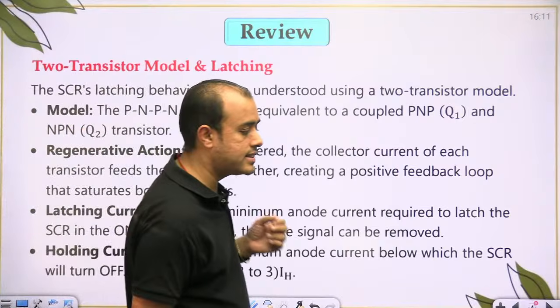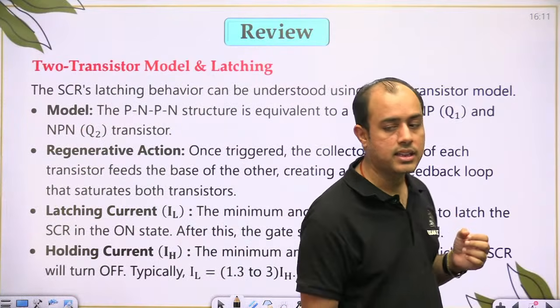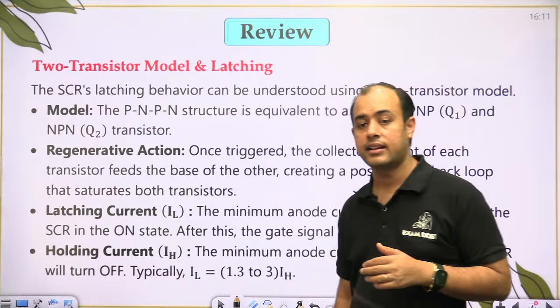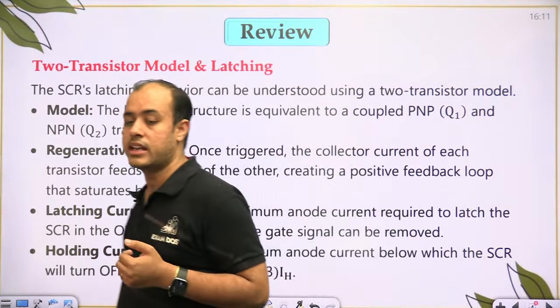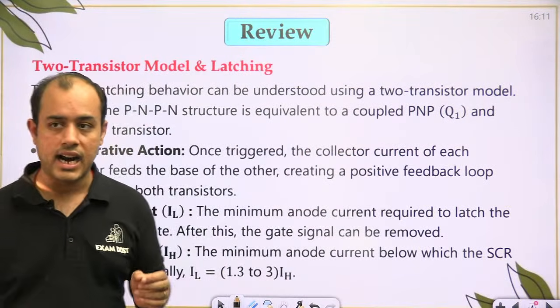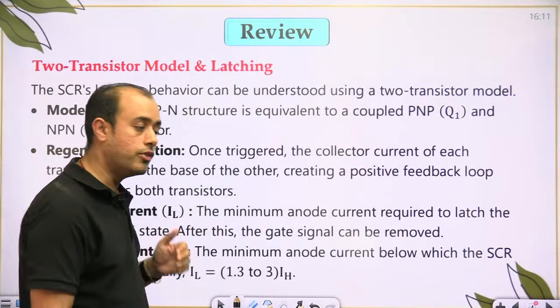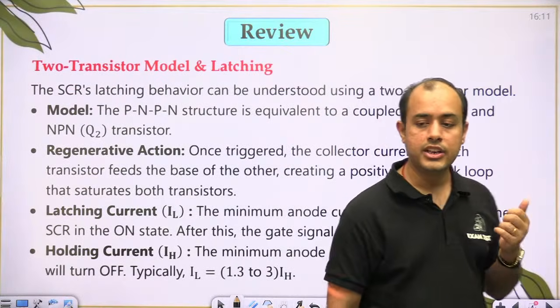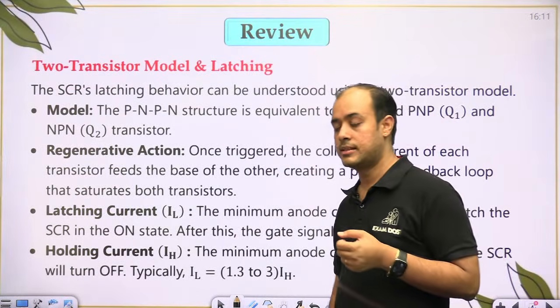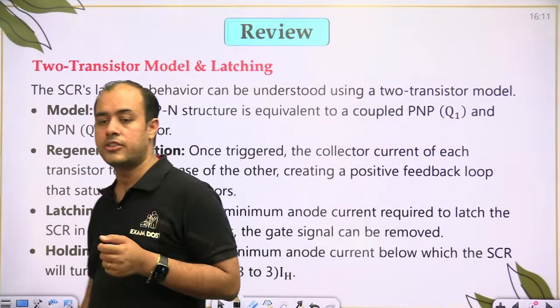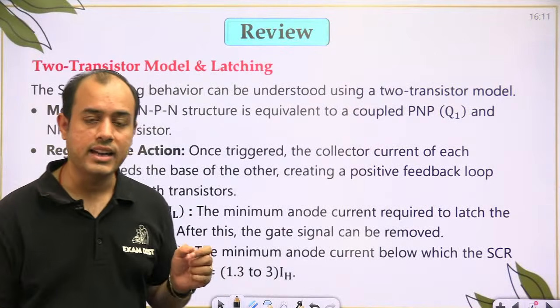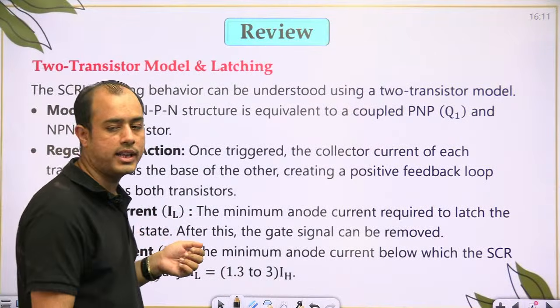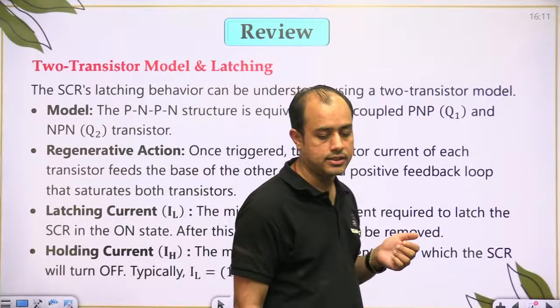Latching current is the minimum current during the turn on of the SCR, beyond which we can remove the gate pulse and the SCR will stay on. So once the SCR anode current crosses the latching current, you can remove the gate pulse. Holding current is observed during turn off. Once the anode current is reduced below the holding current, the SCR turns off.